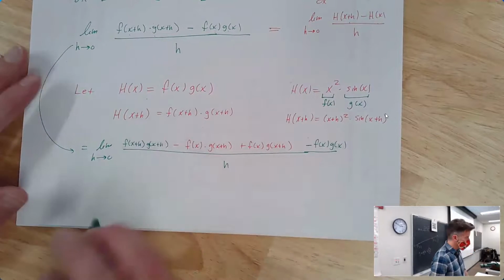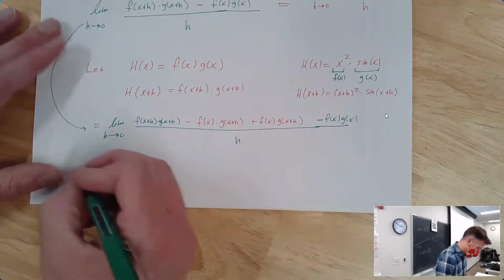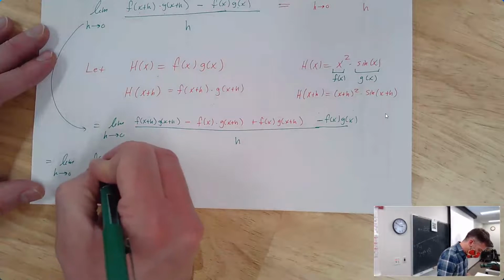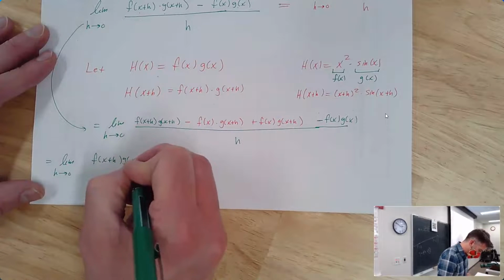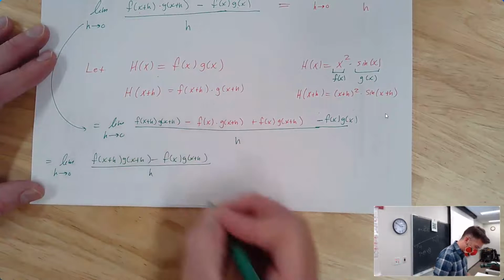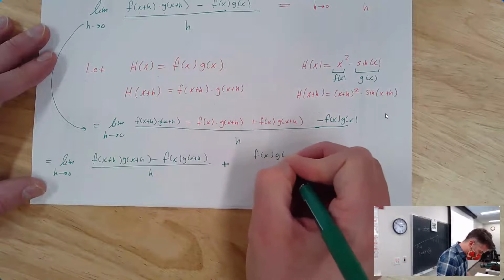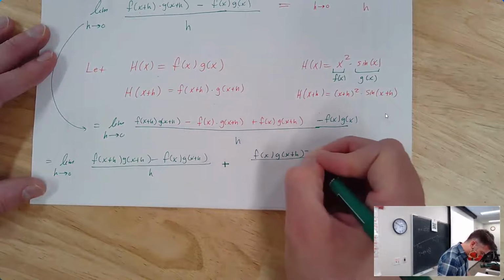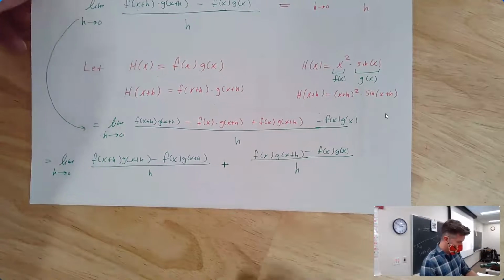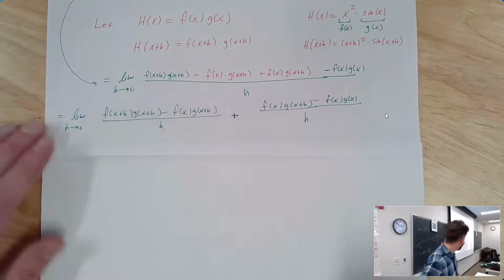So let's break this apart into two very convenient pieces. The first two pieces over h and the second two pieces over h. So the first two pieces: f of X plus h times g of X plus h minus f of X times g of X plus h, all over h, plus f of X times g of X plus h minus f of X times g of X, all over h. And I'm going to ask you guys some questions. From this first piece here, from the numerator, what could I factor out?